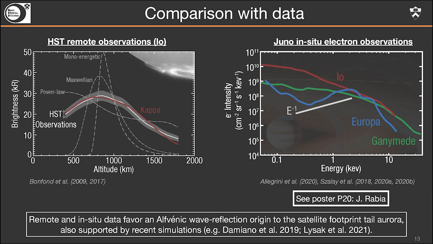And Europa was a bit of an oddball. It was kind of neither. It wasn't very peaked and it wasn't exactly monotonic. And this is still an open question. I'd encourage everyone to go see the poster by Jonas this afternoon, where he's also looking into comparing and contrasting these different moon interactions. I'd also mention that Alfvénic acceleration has been supported by recent simulations as well.